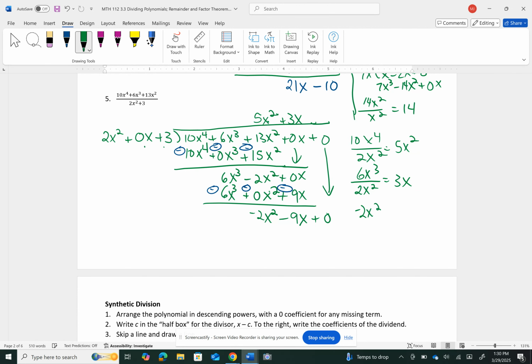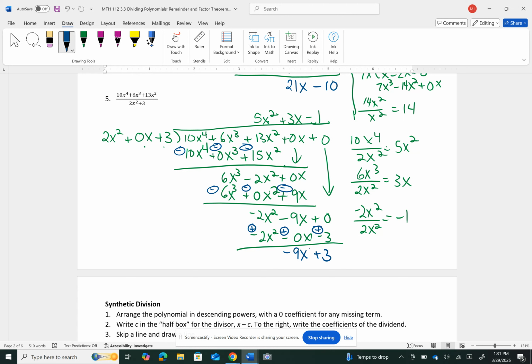Got to take that negative 2x squared divided by positive 2x squared. See how you're going to just get a negative 1 when you do that? So this will be minus 1 up here. And then when I multiply through, I'll have negative 2x squared minus 0x minus 3. So when I change the signs and add, so I'm really subtracting, but I'm doing it by changing the signs and then adding, I'm going to have a negative 9x plus 3 there at the end.